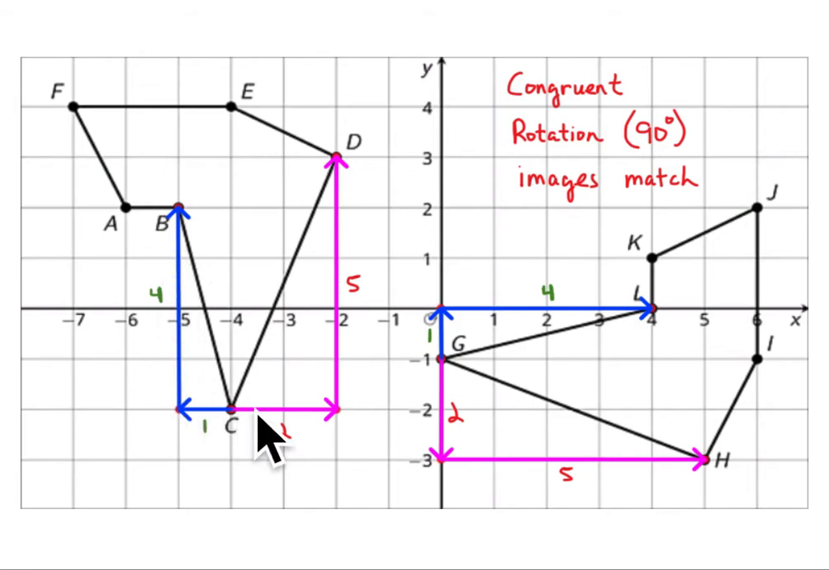And check it again on just another point. So this is over 2 along the x-axis and up 5. Now if you rotate that 90 degrees, what happens is that it goes down 2 and it goes along the y-axis and over 5 along the x-axis. So D corresponds to H. They are in the same corresponding position. So the image on the left does match the image on the right. They are congruent.